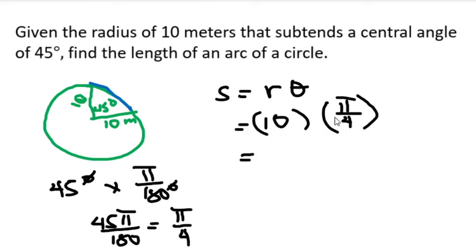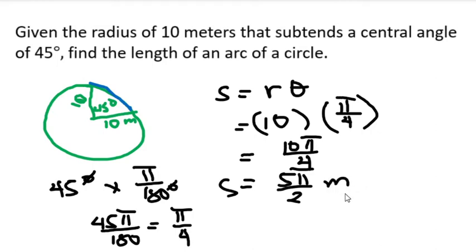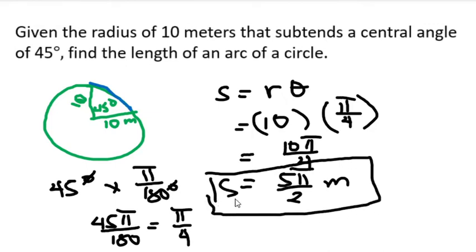So, 10 times pi over 4. So, that is 10 pi over 4. So, simplify. We have 5 pi over 2. So, yung arc length natin, that is 5 pi over 2 meters po. Okay? So, yan po yung ating final answer po pagdating sa pagkuha ng arc length po, given yung radius na 10 meters and angle measurement na 45 degrees.